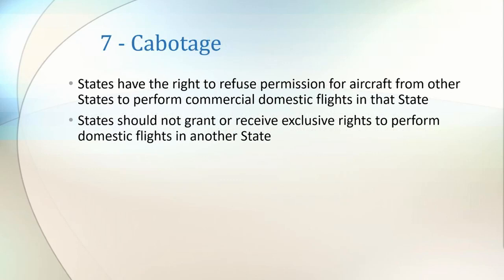Article 7 defines cabotage rights in aviation. The word cabotage actually predates aviation and was originally referred to shipping. Cabotage is the right to operate sea, air, or other transport services within a particular territory. ICAO specifically have laid out in this article that states have the right to refuse permission to other states who wish to perform commercial domestic flights in that state. Additionally, no state should enter an exclusivity contract for domestic flights in a state other than the state the aircraft belongs to.